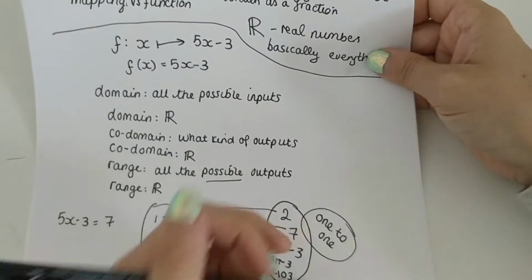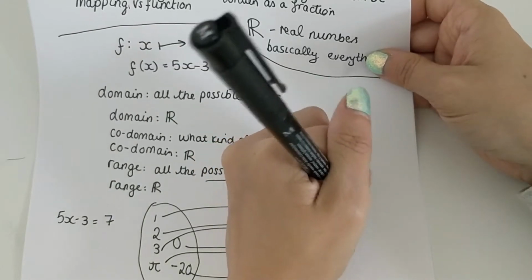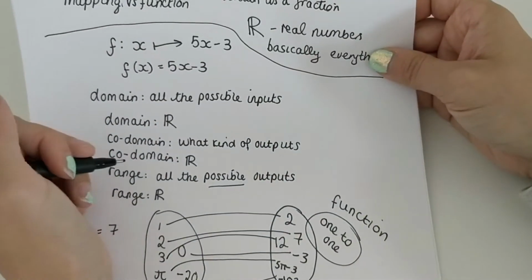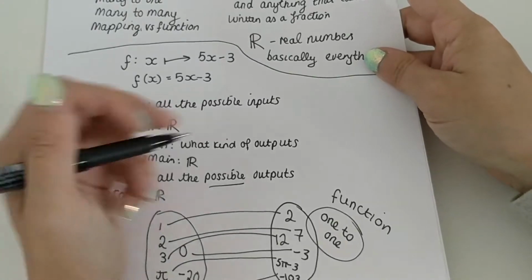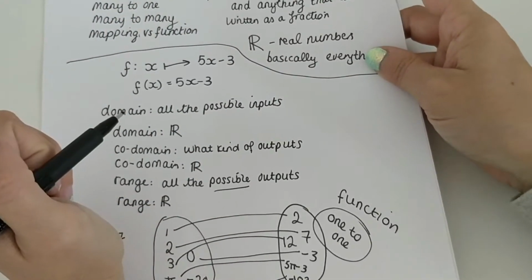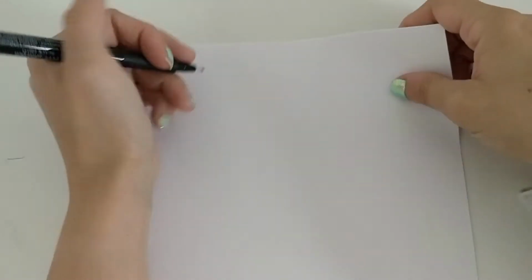Because it's one-to-one, it is definitely a function. If it had been one-to-many, then I wouldn't be allowed to call it a function. Or if it was many-to-many, I wouldn't be allowed to call it a function, because functions have to be something to one. Okay, let's take another example.